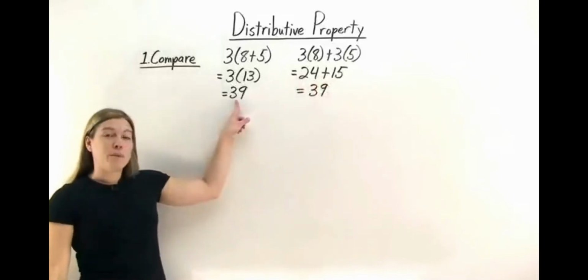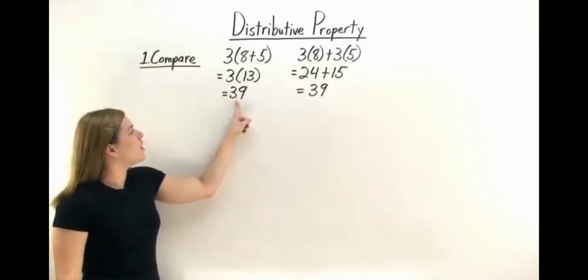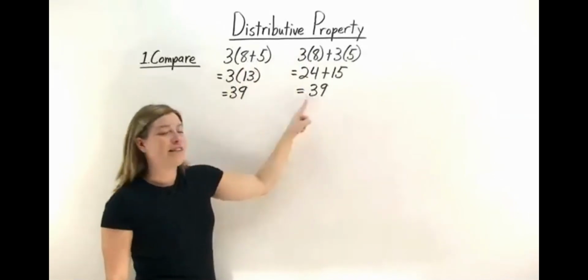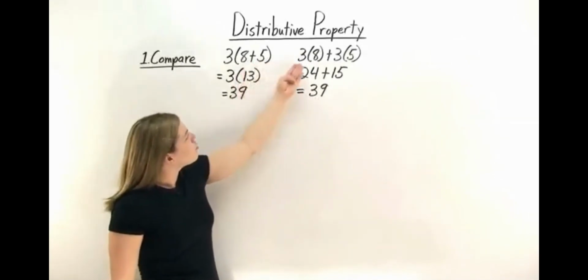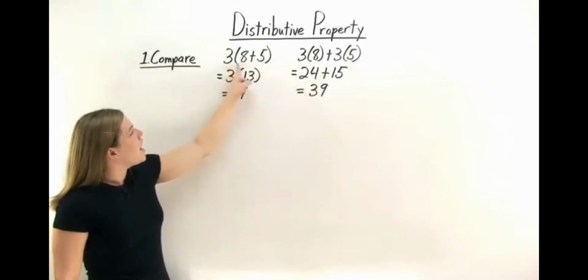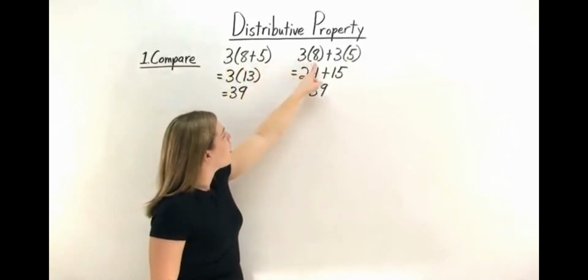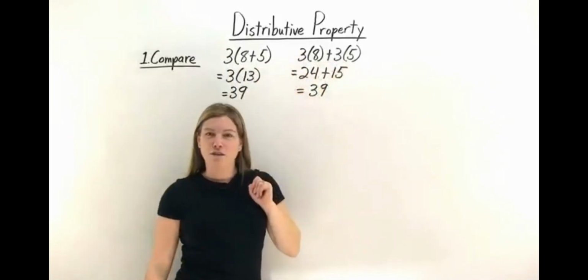Hey, that's the same thing we got when we simplified the first expression. So both of these expressions simplify down to the same thing. That means that these expressions are equal. 3 times the quantity 8 plus 5 is the same thing as taking 3 times 8 plus 3 times 5.